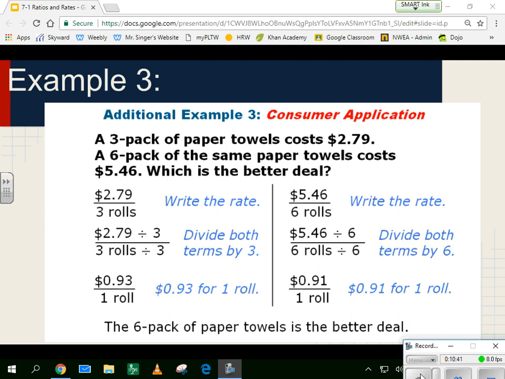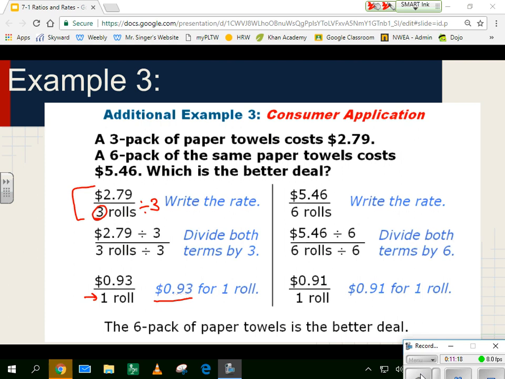First it tells us that for 3 rolls of paper towels, it costs $2.79, and for a 6-pack of rolls, it costs $5.46. So which one is actually cheaper? To figure this out, you have to figure out what it's worth for 1 roll. With the one on the left, we're looking at 3 rolls, so that's the number we're going to divide both by. 3 divided by 3 is 1, and that's what we want: the second term to be a 1. 3 goes into $2.79 93 times. So for a 3-pack of towels, it's 93 cents for each roll.